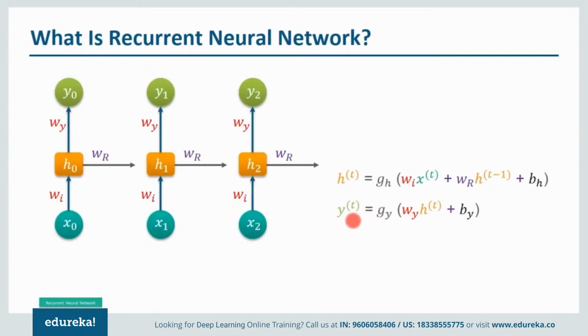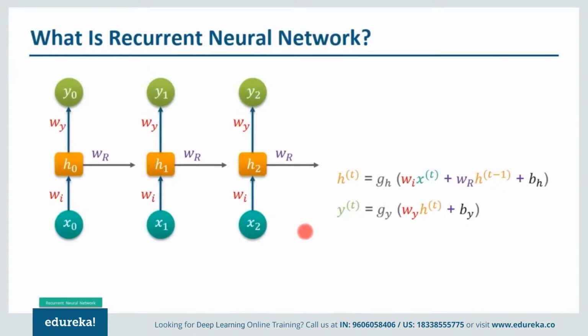Now in the next timestamp, that is at time t equals 1, things become a bit tricky. Let me explain what happens here. At time t equals 1 I have input x1. I need to figure out what h1 is. For that I'll use this equation. I'll multiply wi, the weight matrix, by the input x1, plus wr into h of 1 minus 1, which is h of 0, and we know what we got from here. So wr into h of 0 plus the bias, pass it through a function g of h to get the output h1. Now this h1 will be used to get y1. We'll multiply h1 with wi plus a bias and pass it through a function g of y to get y1.